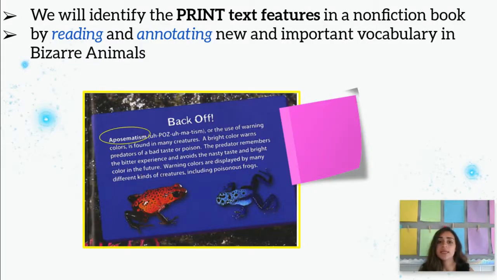So now we're going to begin identifying the print text features in our book so that we can start annotating all of the important or key vocabulary. The word aposematism is right in the beginning, and we can see it as boldened. Apart from that, the author wants us to know how to pronounce it, so they helped us out. So I'm going to flag it with my sticky note and write the page number that I found it in.